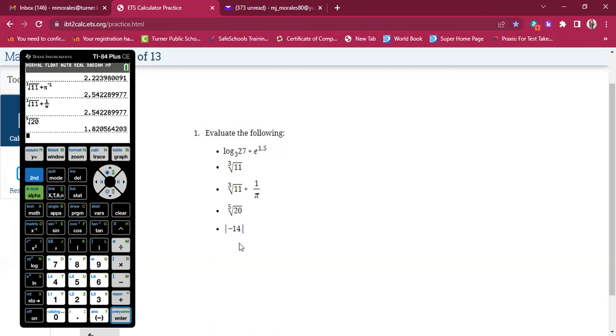And then this one: we all know that the absolute value of any number is always positive. But let's try to make this absolute value symbol in our calculator. Just go to math, and then arrow right, you see abs. Press that, then press the negative sign, then 14, and hit enter.